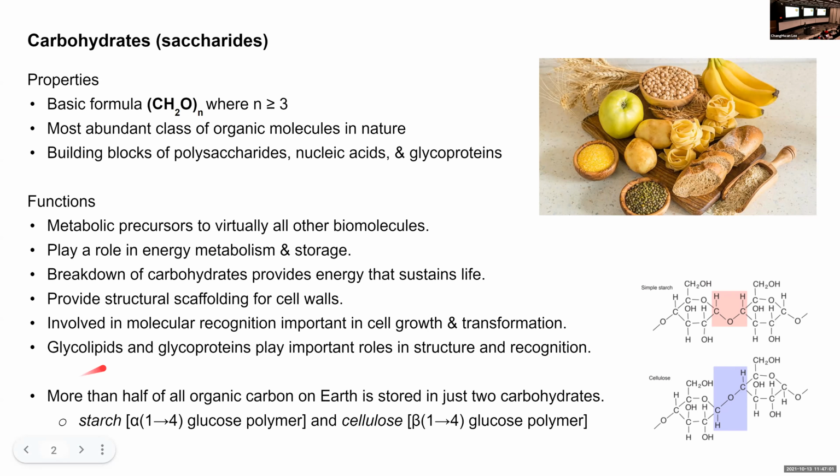And similarly, glycolipids and glycoproteins play important roles in structure and recognition. So they're doing a lot of stuff basically in the living system. And again, like I told you, there are a lot. More than half of all organic carbon on Earth is stored in just the two carbohydrates here, either as starch, which you can see in corn and fruits and breads and everywhere, basically, or cellulose, which works as a scaffold for forming the cell walls in plants.